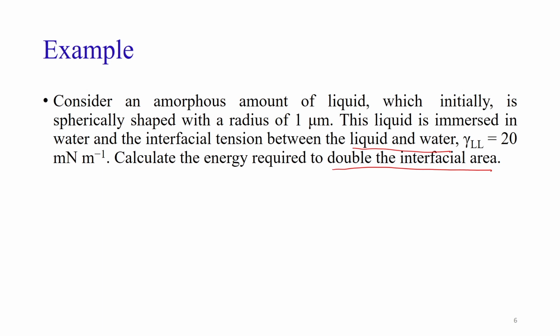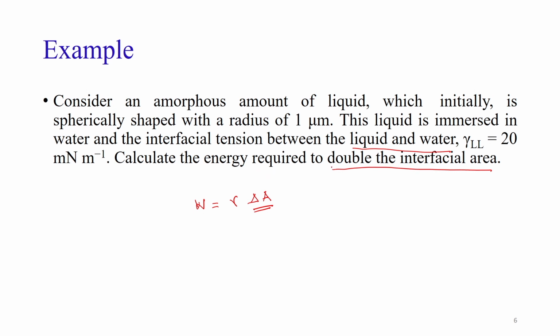If you remember from the last class, it was W equals gamma into delta A. So, if you can calculate delta A, how do we calculate delta A? We already have the sphere, and its radius is given to us.